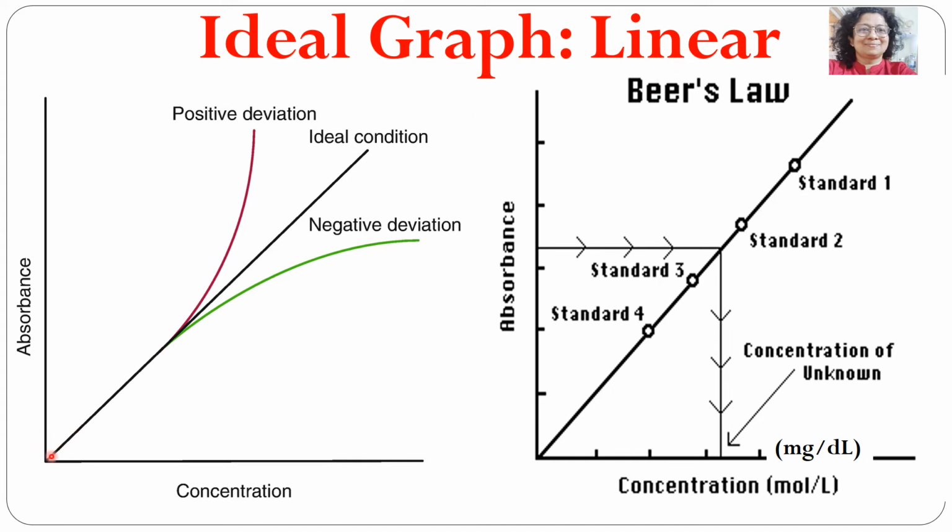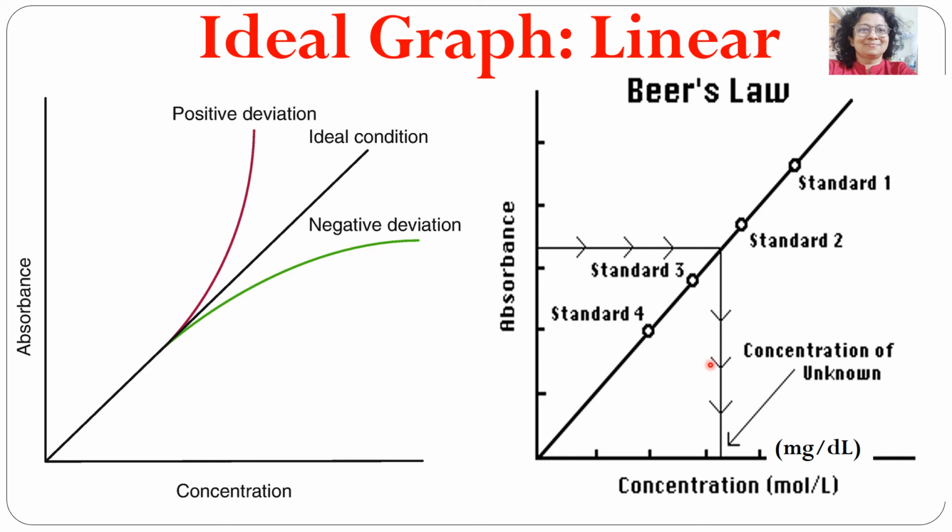So this graph at a 45 degree angle is the linear graph, and it is an ideal graph. But if it falls a little downwards, or becomes a little steep, then there is a negative deviation or a positive deviation, which is not good. Again, it may be due to improper reagent preparation or due to improper pipetting. So that has to be checked.